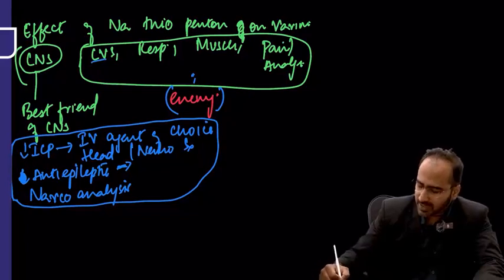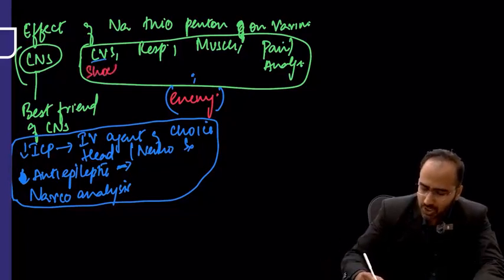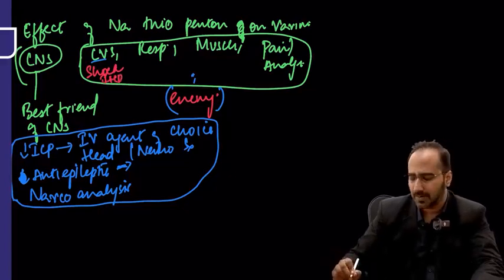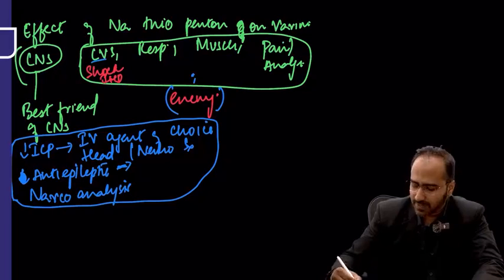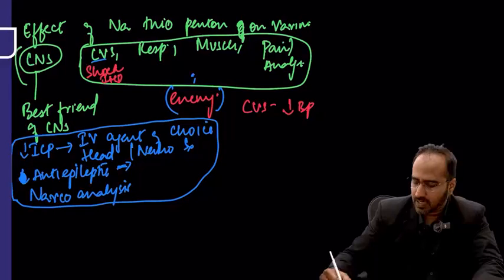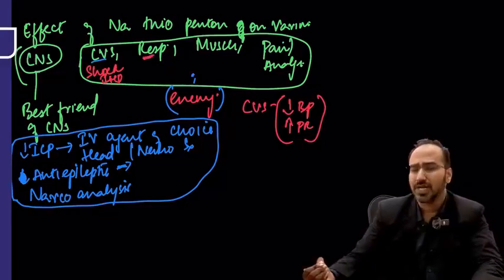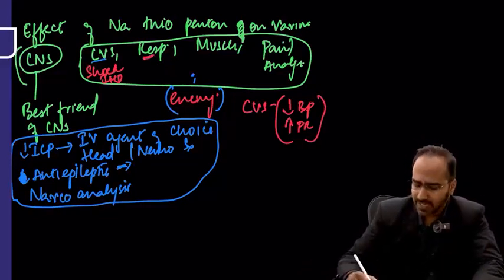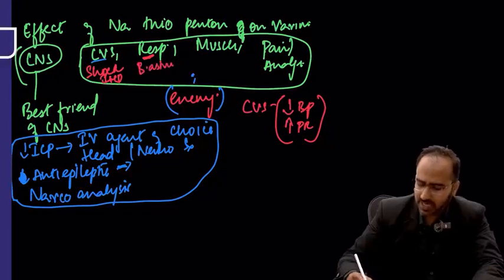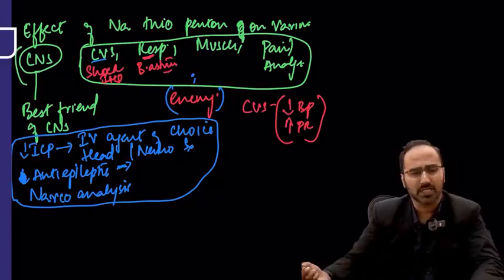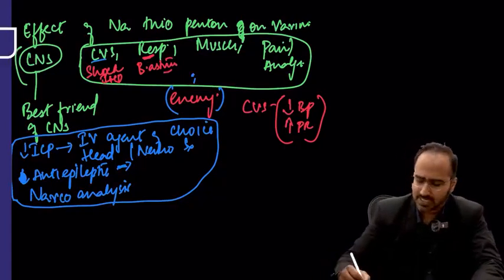Next, as it is an enemy of all other systems, enemy of cardiovascular means what? It is basically contraindicated in shock and ischemic heart disease. Why? Because it decreases the BP. Remember, sodium thiopentone's effect on CVS is what? It decreases BP and increases heart rate. It causes hypotension and tachycardia. Okay. Sodium thiopentone is an enemy of respiratory, hence contraindicated in what? Bronchial asthma. As sodium thiopentone releases histamine, it causes bronchoconstriction, so it is contraindicated in asthma.